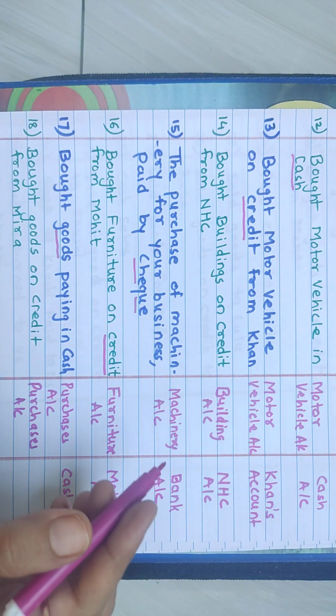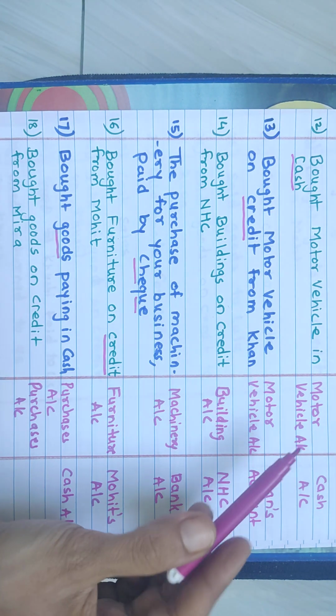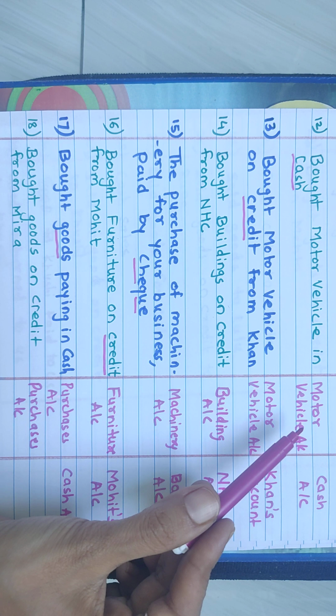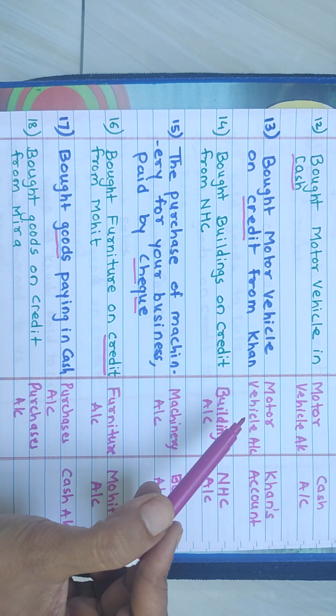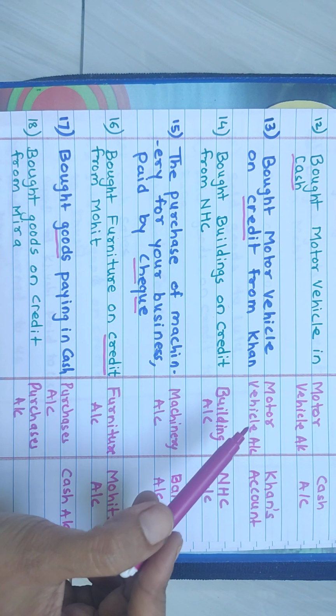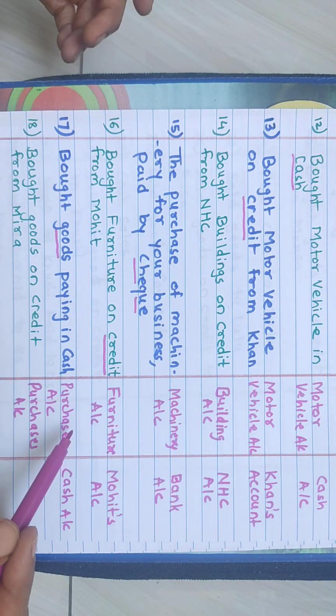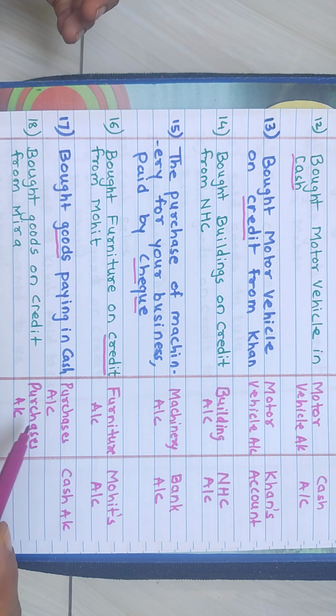See, the same rule we applied here. Whether it is cash or credit, we have written that asset. Whether motor vehicle purchase on cash, so we debited motor vehicle. If motor vehicle purchase on credit also, what we have written? Motor vehicle only debit side. So same way, whether purchase is on cash or credit, you have to give debit to purchase only.